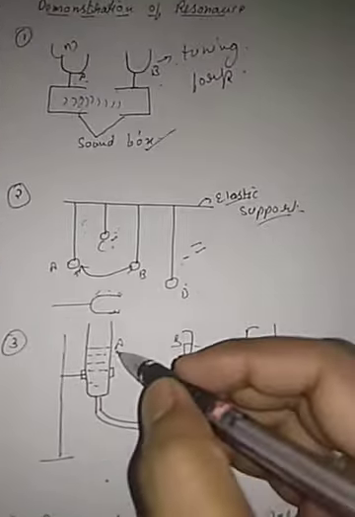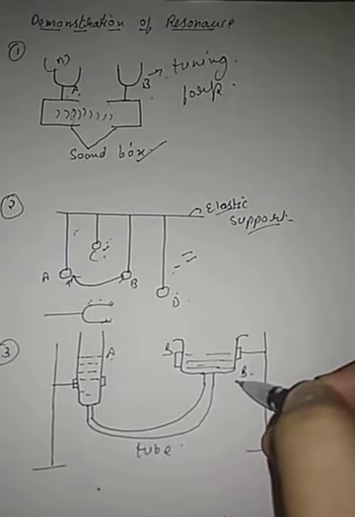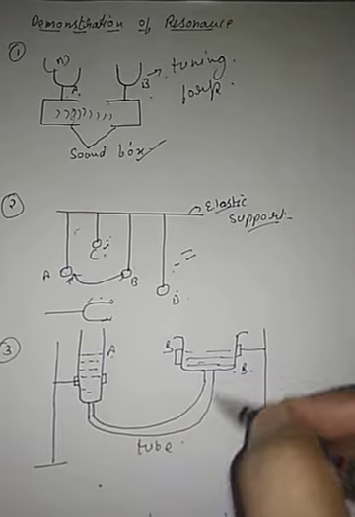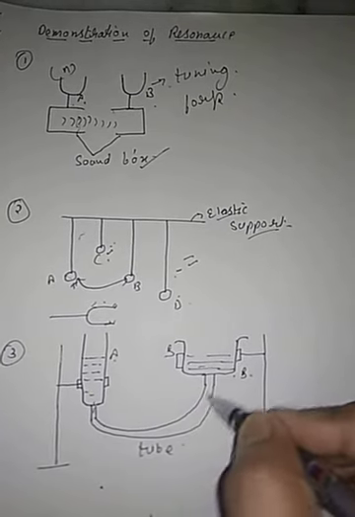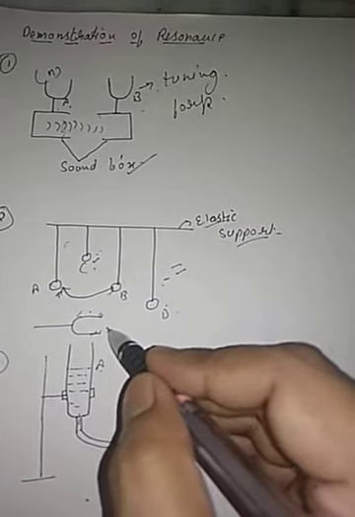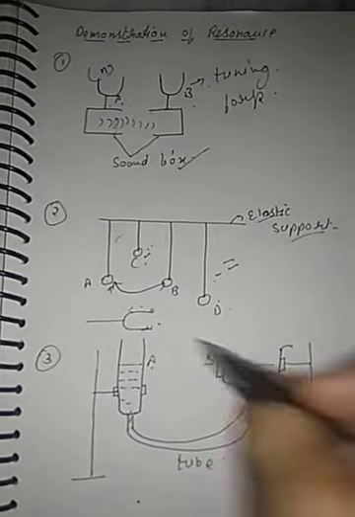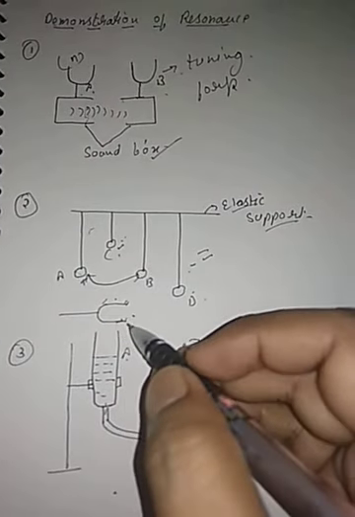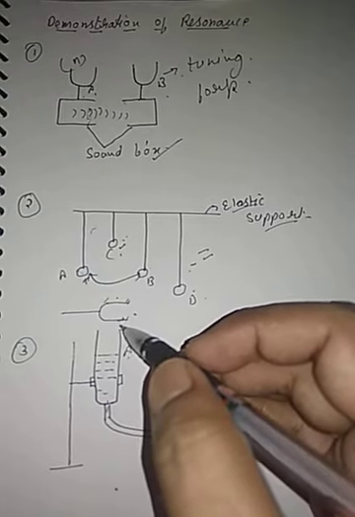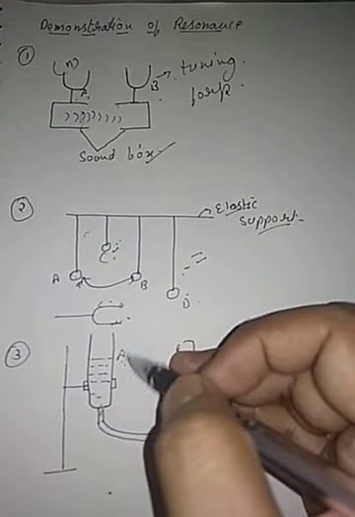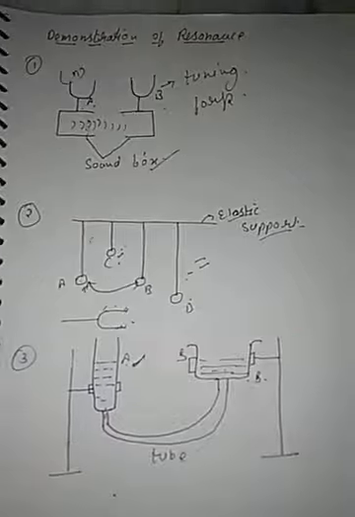Here you will see a test tube A and a vessel B, which are connected with a tube. Clear? Water can be transferred from here to maintain the level. Here is the tuning fork. In this experiment, they have taken a vibrating tuning fork and just put it above a test tube.